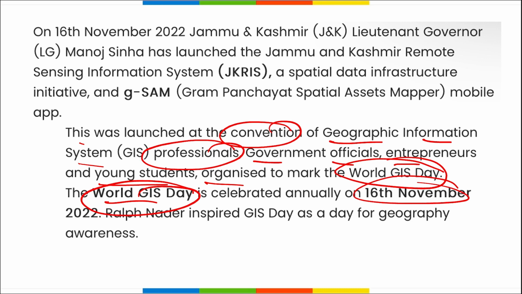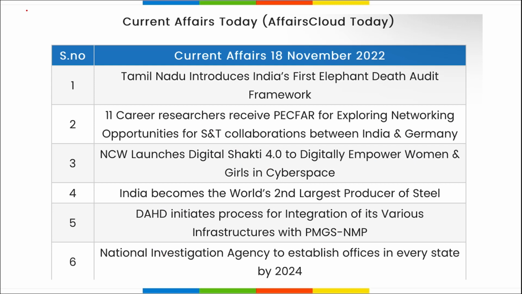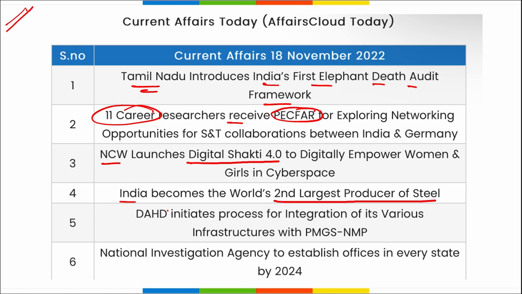All right, highly important. Next is friends, one liners. We have done the news, then let's go for a quick revision. Tamil Nadu introduced India's first elephant death audit framework. 11 career researchers received PECFAR. NCW launched Digital Shakti 4.0 campaign. India became the world's second largest producer of steel.